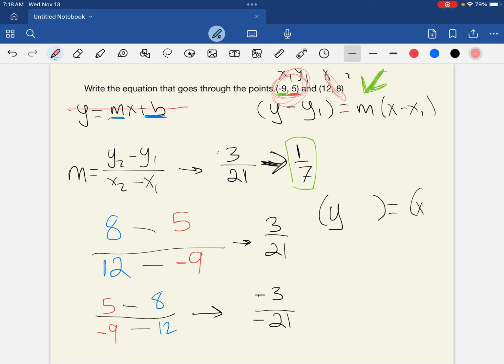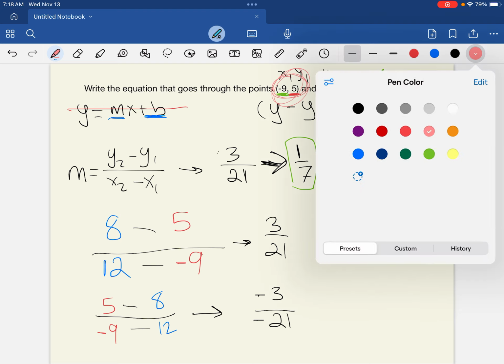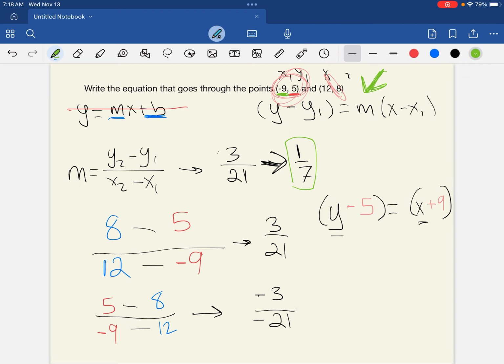The y coordinate from my point is +5. I flip the sign, it is now -5. My x coordinate from my point is -9. I flip the sign, I plug it in, it becomes +9. And notice, I put the y coordinate with the letter y and the x coordinate with the letter x. And then finally, the slope that we spent so much time talking about, 1/7, I put in front of our x piece.